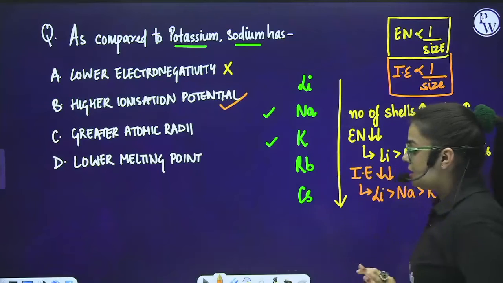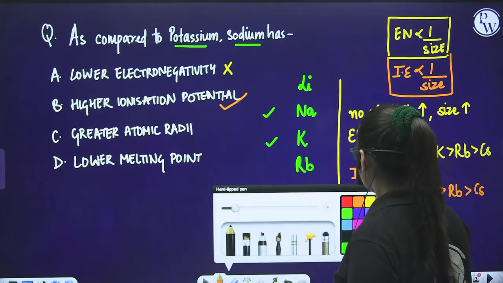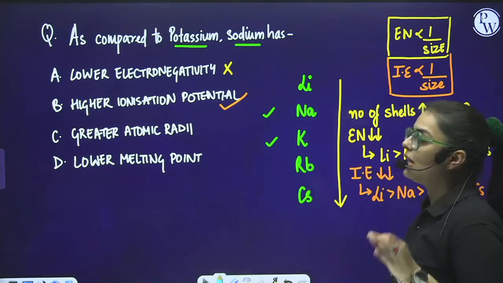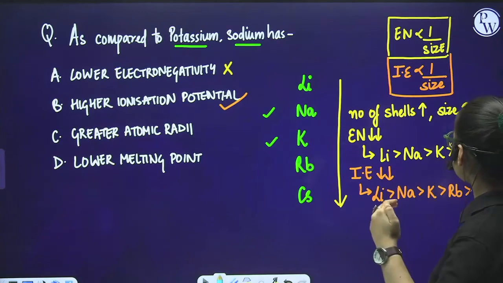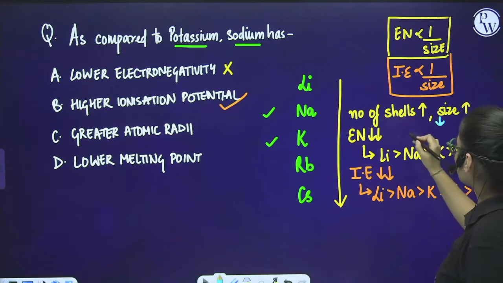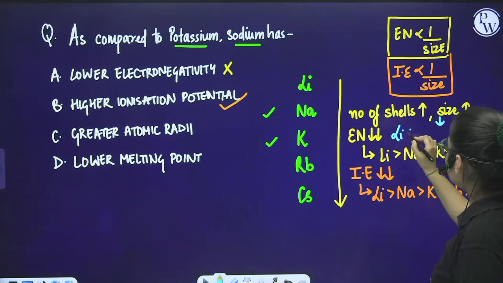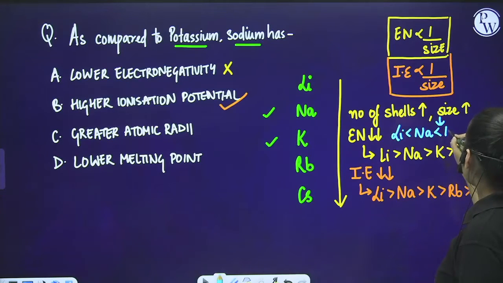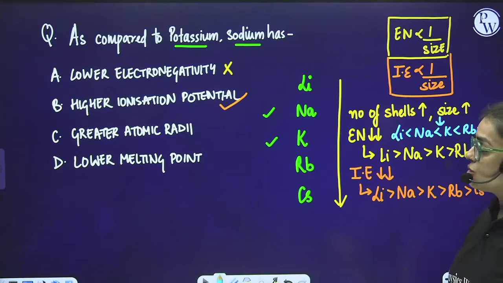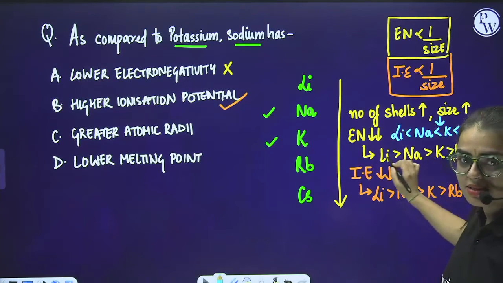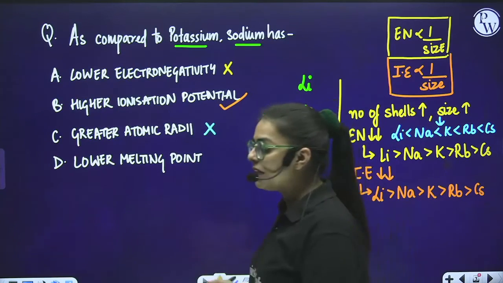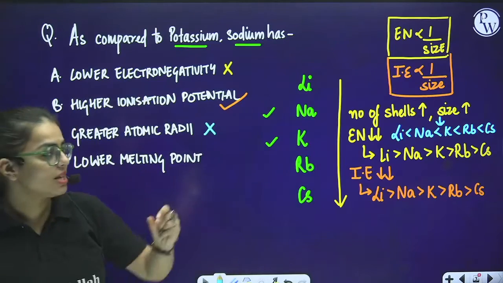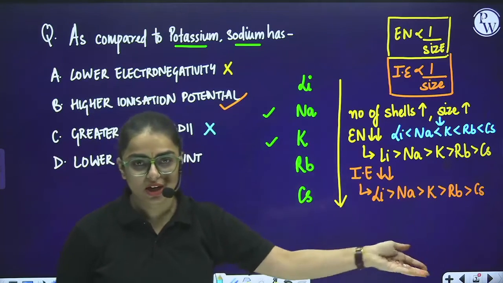Yes, everyone. Now the next C option also, let's discuss about that as well. C says greater atomic radii. Now we have told that number of shells increasing, so basically size is increasing. So what is going to be the size order? It is very simple. Lithium will have least, then sodium, then potassium, then rubidium, and then cesium. So cesium will have the highest one, no? So they are saying sodium basically has lower size than potassium. They are saying it has greater atomic radii. So this is the incorrect one. Atomic radii is the distance from the center, that means from the nucleus to the outermost shell electron, right?